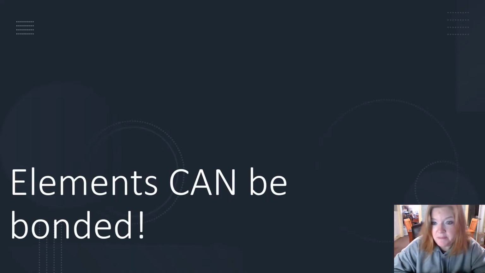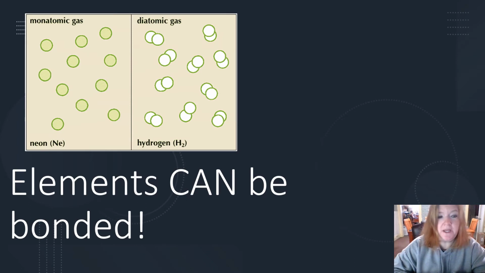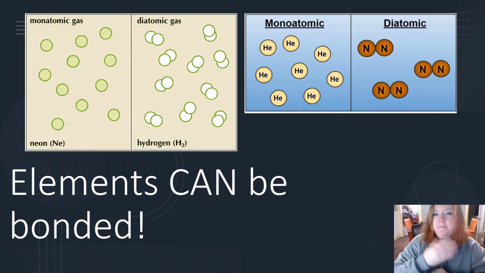Elements can be bonded. So we can have a monatomic gas like neon, which has just single atoms, but we can have a diatomic gas like hydrogen, which has 2 atoms of hydrogen bonded. However, both of those atoms are still hydrogen, so it is still an element. Here's another visual. Diatomic nitrogen and helium is monatomic.